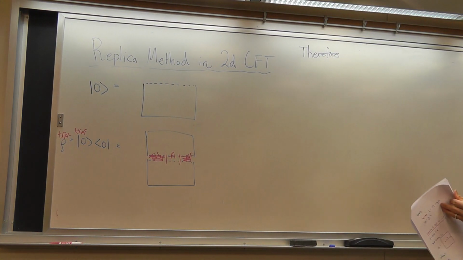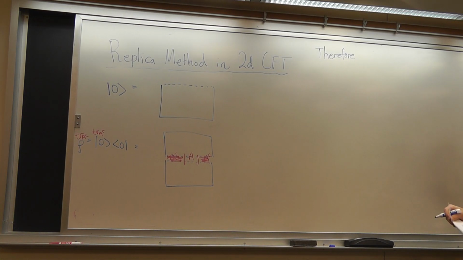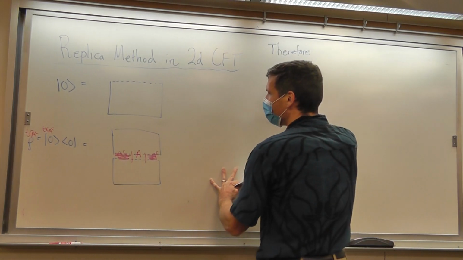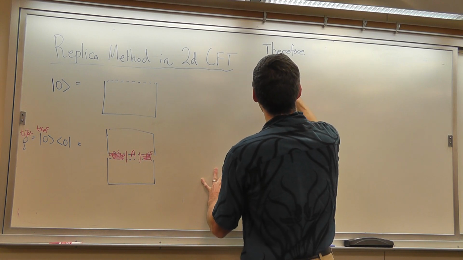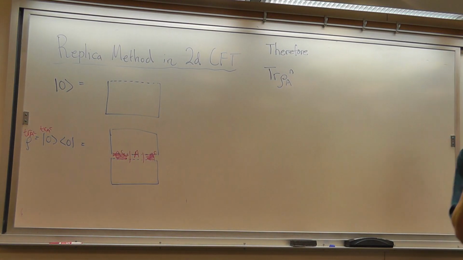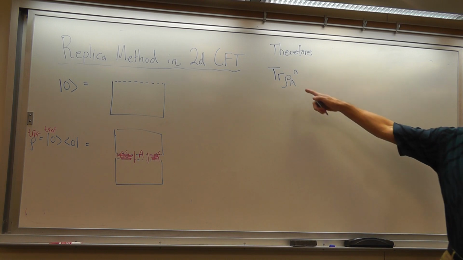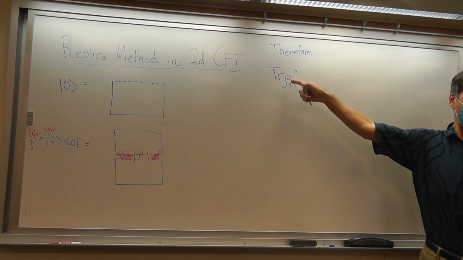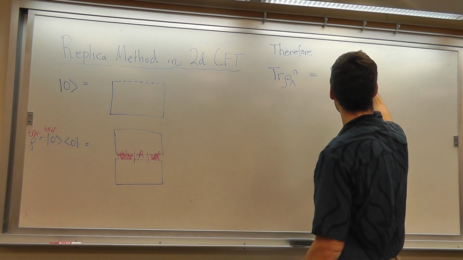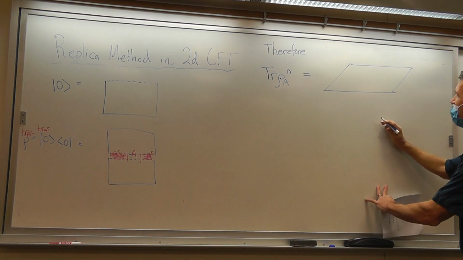Therefore, now I'm going to write down the path integral for trace of rho A to the n. So this is just rho A times rho A times rho A times rho A. Okay, so that as a path integral is n copies of rho A.